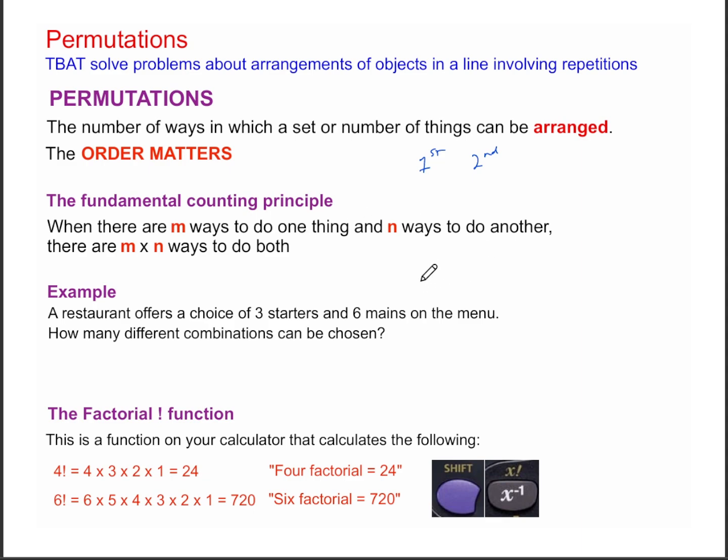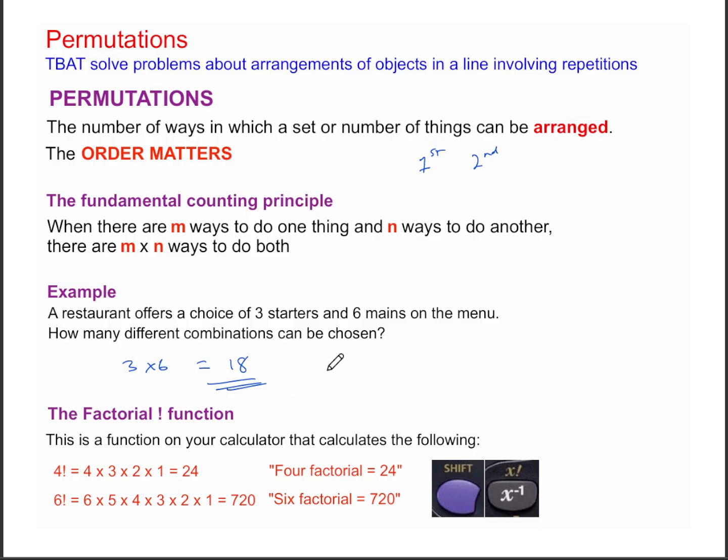Okay? The main counting principle that we're using here is that if there are m ways to do one thing and n ways to do the other thing, then in order to do both, which is the intersection, will be m times n. For example, a restaurant offers a choice of 3 starters and 6 mains. So 3 ways of getting starters and 6 ways of getting mains. How many different combinations can be chosen? Again, quite simply using the fundamental counting principle, 3 times 6, which will give you 18. So there are 18 possible combinations of you choosing a starter and a main.